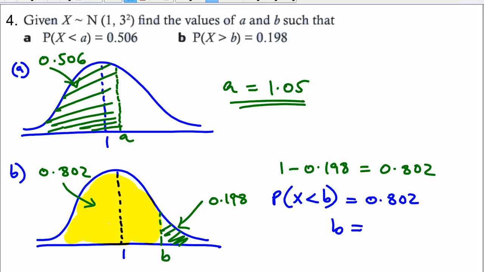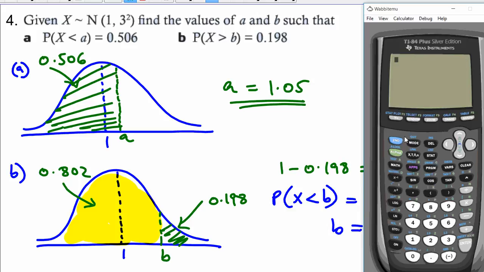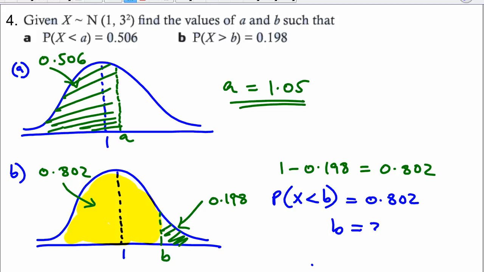I can now use the inverse normal to find what B is. So inverse normal, my area is 0.802, same parameters, and my value of B will be 3.54. So 3.54. Great.